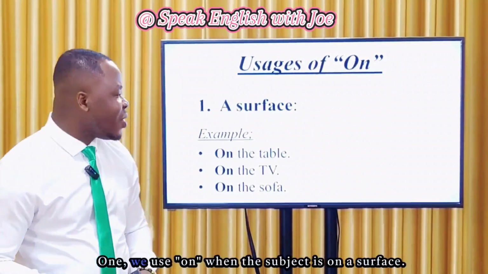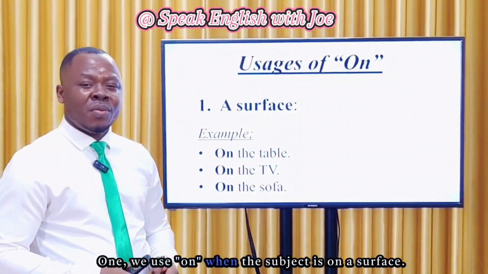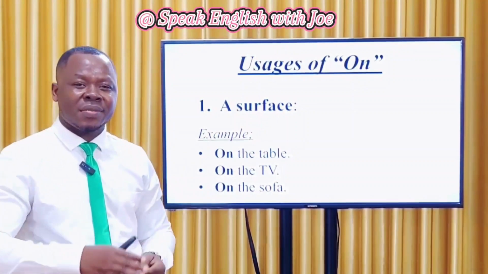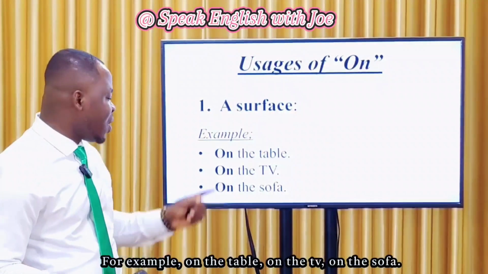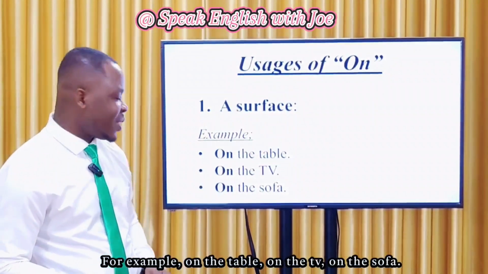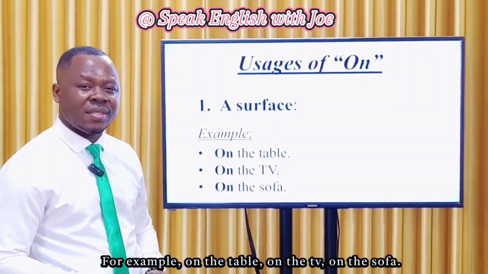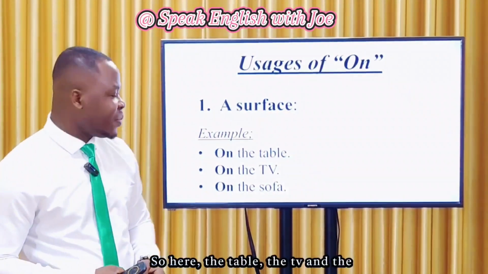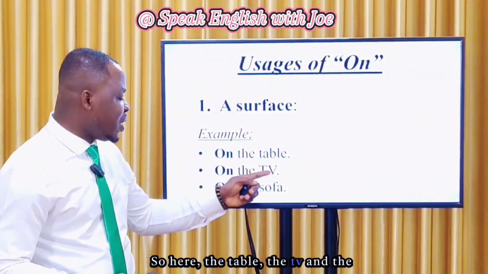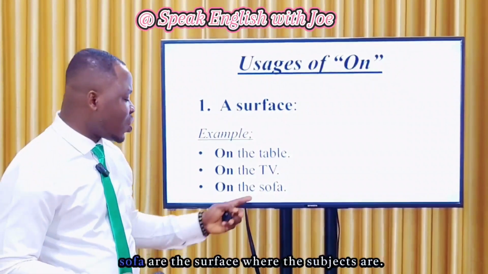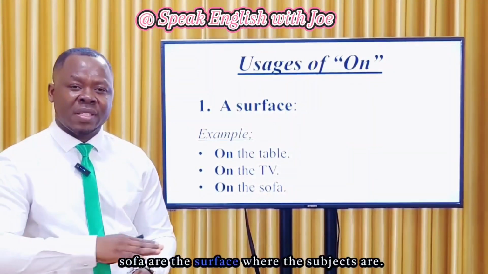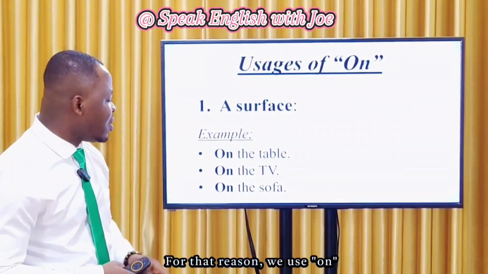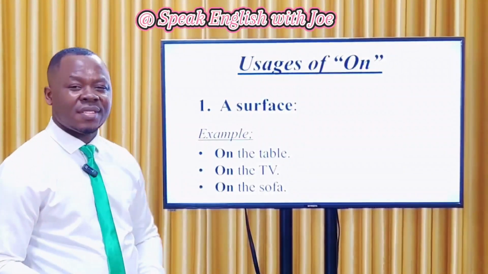1. We use on when the subject is on a surface. For example, on the table, on the TV, on the sofa. So here, the table, the TV, and the sofa are the surface where the subjects are. For that reason, we use on.